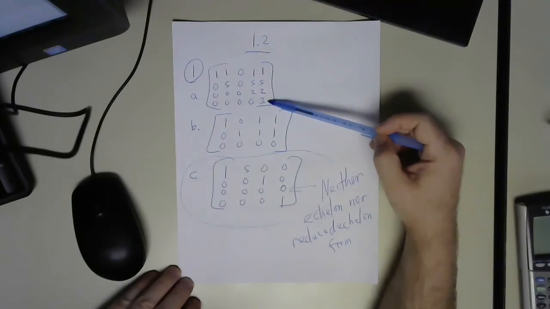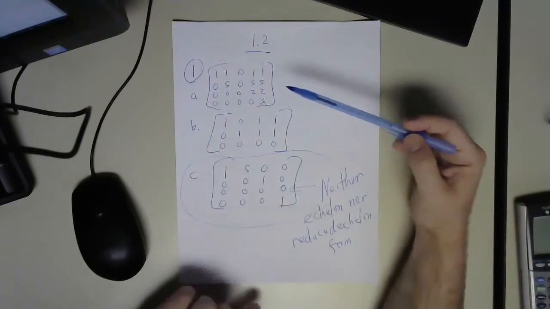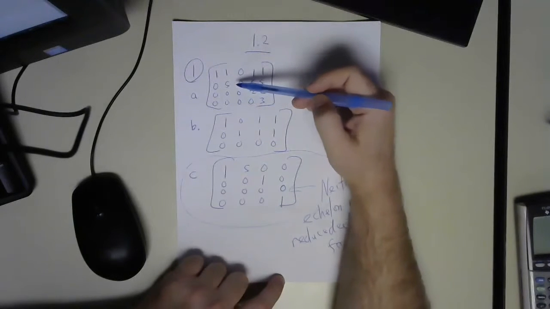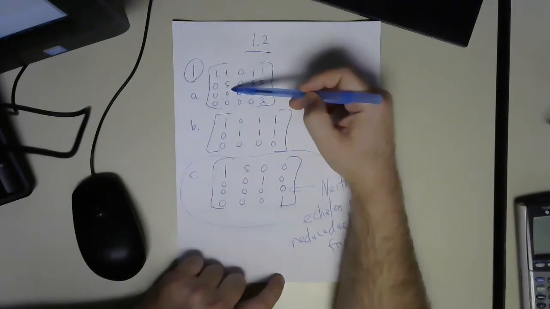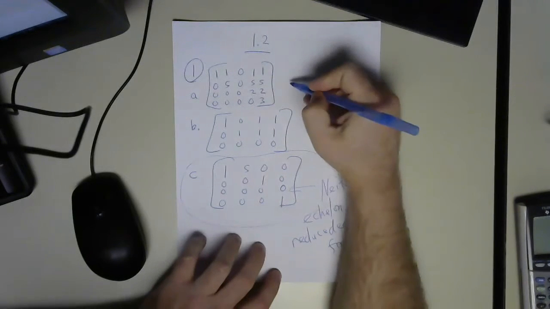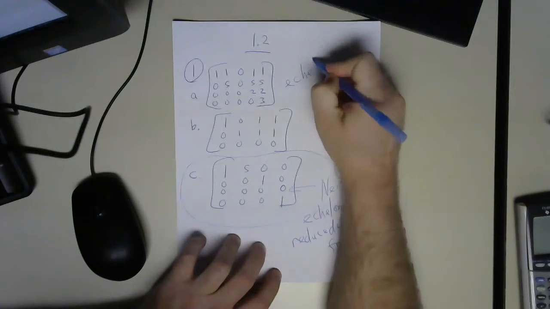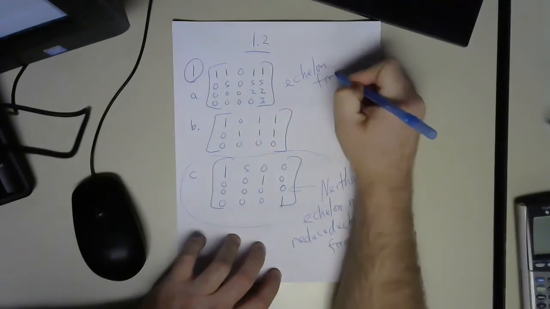But is it in reduced echelon form? And the answer is no, only because to be in reduced echelon form, the first non-zero entries have to be ones. So this is the first non-zero entry in row 2. It's not a 1. So it is not in reduced echelon form. It's just in echelon form.